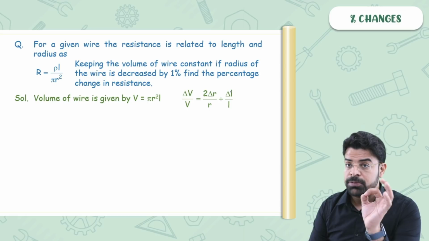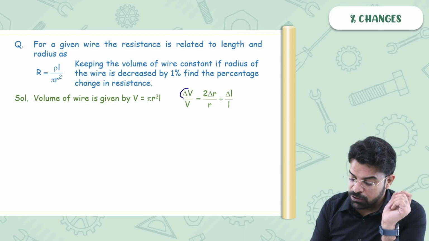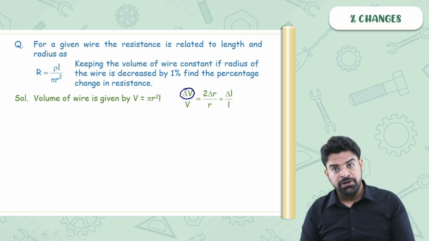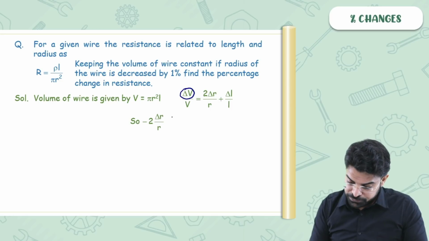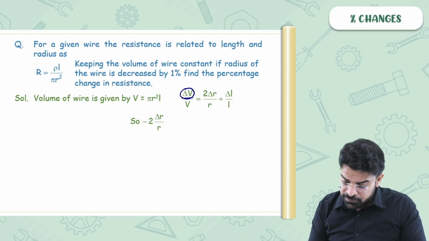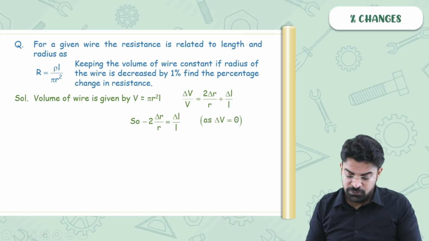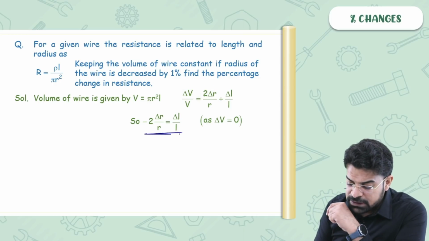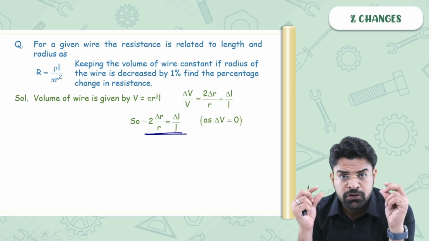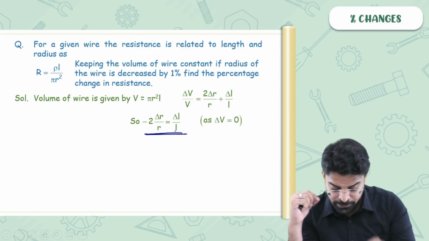As per the problem statement, volume is constant. So what will be the value of delta v? So delta v will be 0. So as delta v is 0, you will say minus 2 delta r by r equals delta l by l. Take this quantity to the left hand side as delta v is 0. There is no change in volume. So you know the relationship between change in radius of wire and change in length of wire.